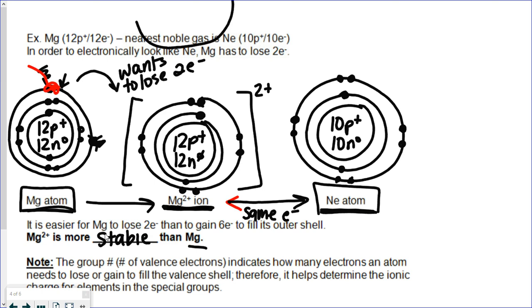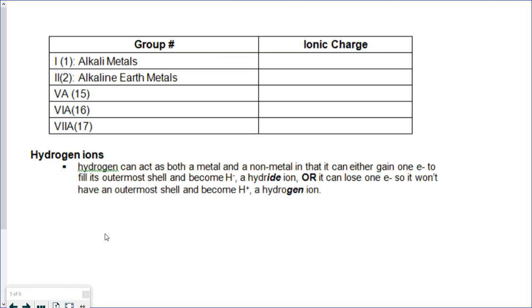So if we look at group 1, those are your alkali metals, like lithium, sodium, potassium, and so on. They all form a 1+ charge. If we drew the Bohr diagram for lithium, it would have 1 valence electron. Sodium has 1 valence electron, and potassium has 1 valence electron. So what it needs to do is lose that valence electron to become a 1+.